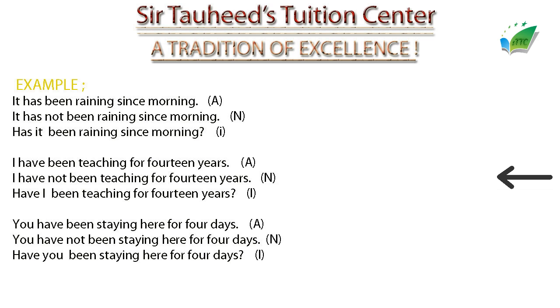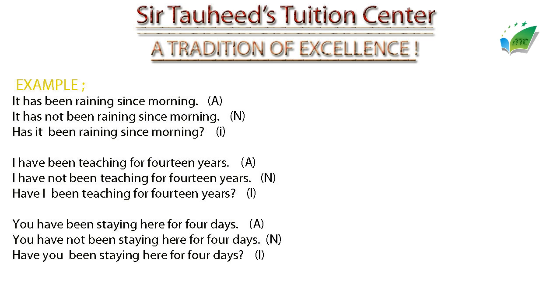Now if I want to make an interrogative sentence, I will put have before the subject, and the subject is I here, so the sentence will become: Have I been teaching for 14 years? And this is an interrogative sentence, meaning I am asking this: have I been teaching for 14 years?